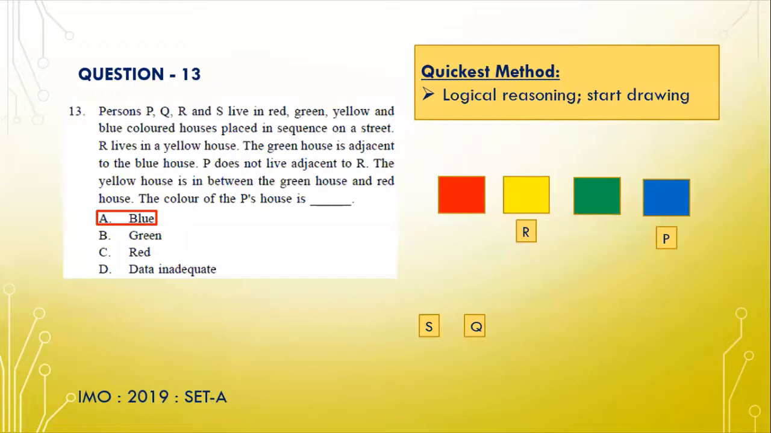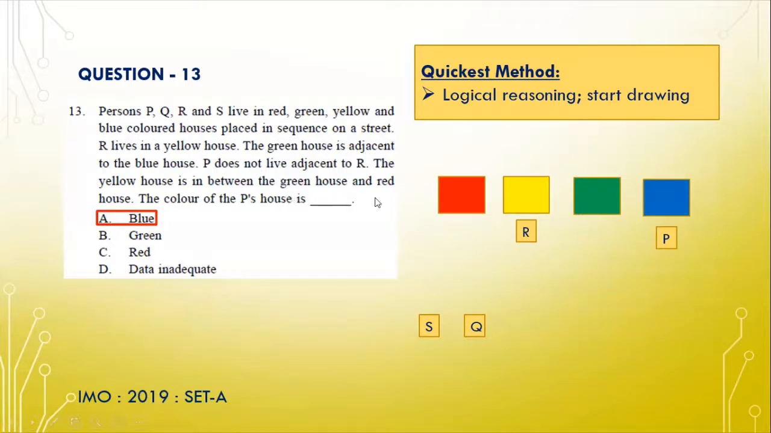Persons P, Q, R, and S live in red, green, yellow, and blue colored houses placed in sequence on a street. R lives in a yellow house. The green house is adjacent to the blue house. P does not live adjacent to R. The yellow house is between the green house and the red house.